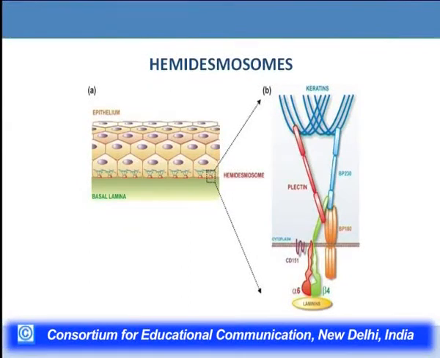Now this particular panel shows us how the epithelial cells are bound to the basal lamina through hemidesmosomes, which are half coin shaped structures, and towards the cytoplasmic side the tails are bound to a large number of keratin molecules, which are intermediate filaments.